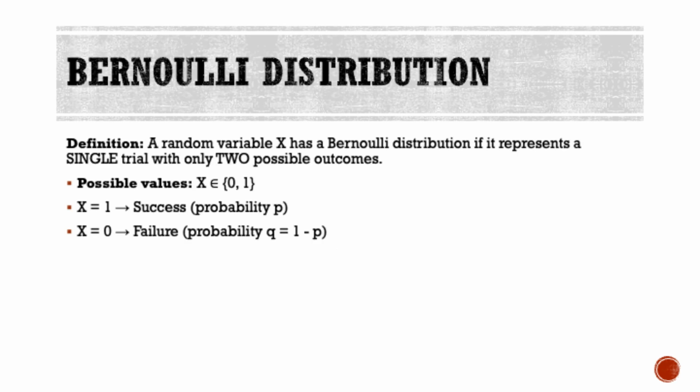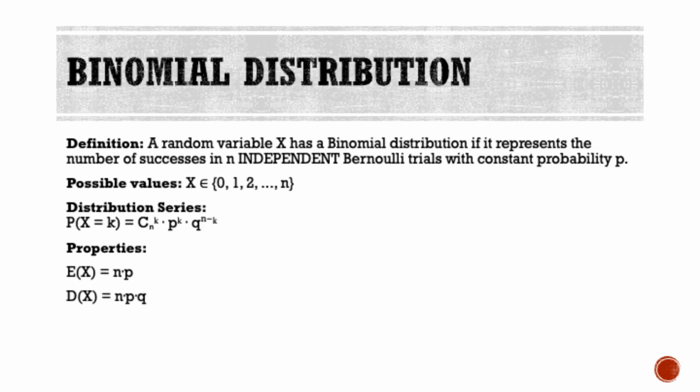The Bernoulli distribution is the simplest. A random variable has a Bernoulli distribution if it represents a single trial with only 2 possible outcomes: x equals 1 for success with probability p, and x equals 0 for failure with probability q, where q equals 1 minus p. The binomial distribution represents the number of successes in n independent Bernoulli trials with constant probability p. The possible values range from 0 to n.